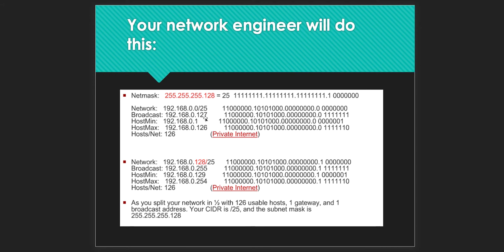So your broadcast here is going to be 127 because I have to have reserved. My host minimum is 1, my host maximum is 126, because remember I need my broadcast, right? So hosts per net I can have 126. And then same thing for the other side, right? 128/25, but it starts at 128 instead of 0. A different broadcast, a different host min, a different host max, and then my hosts per net is 126.